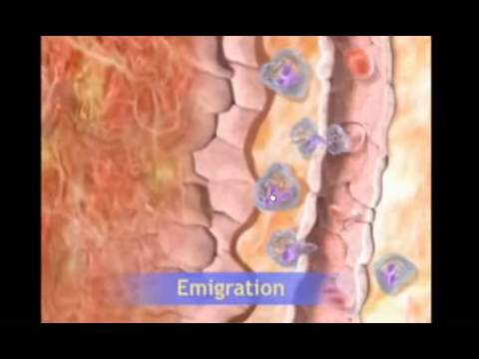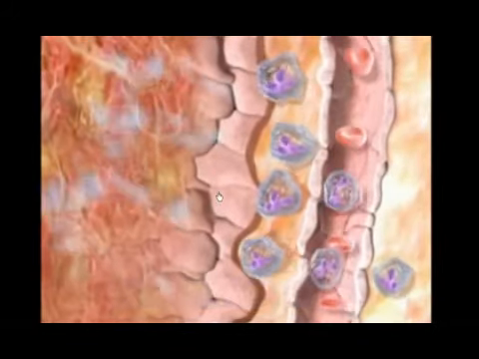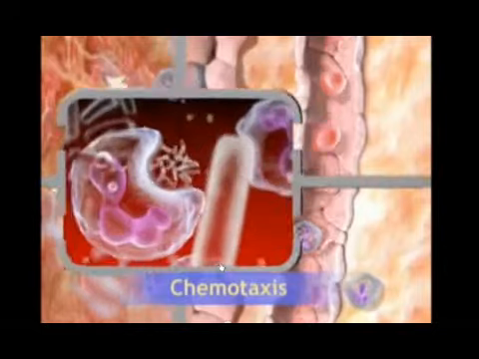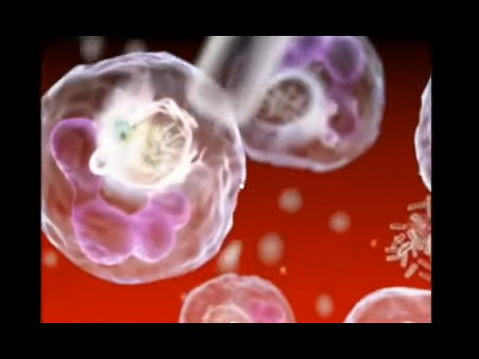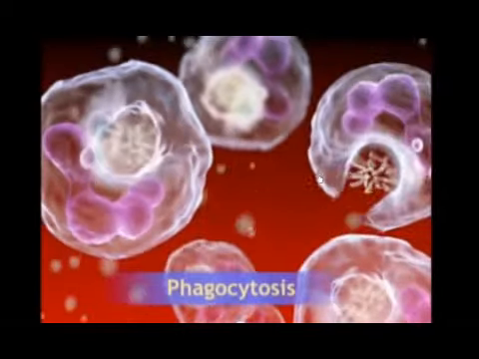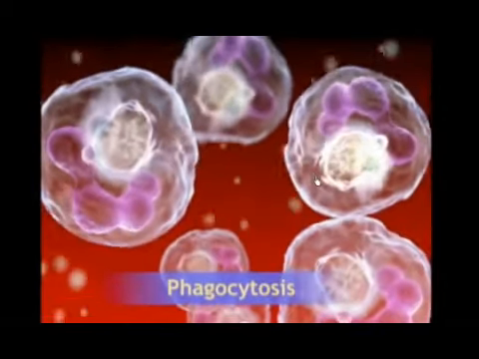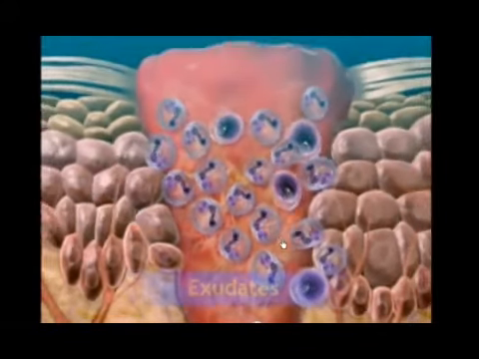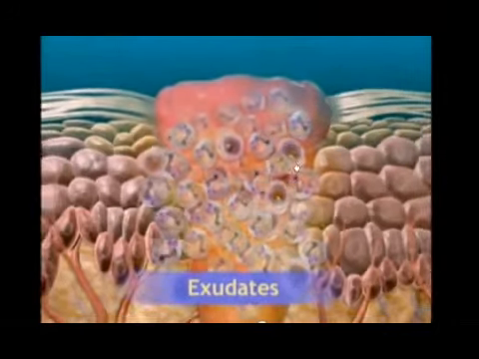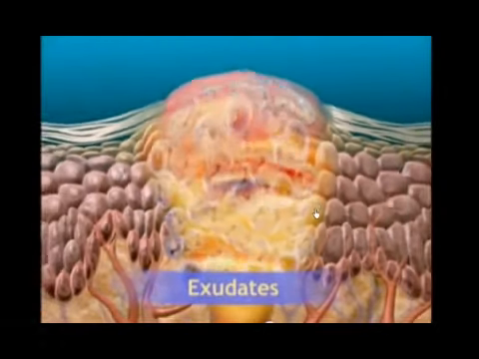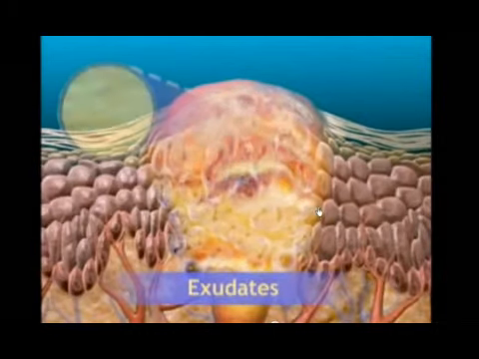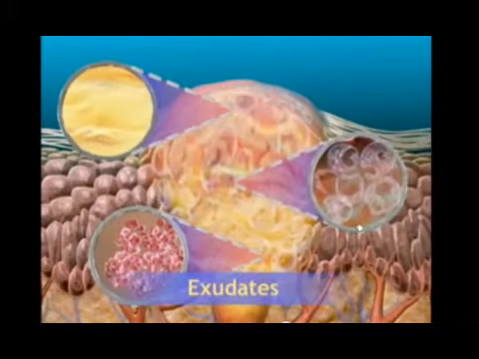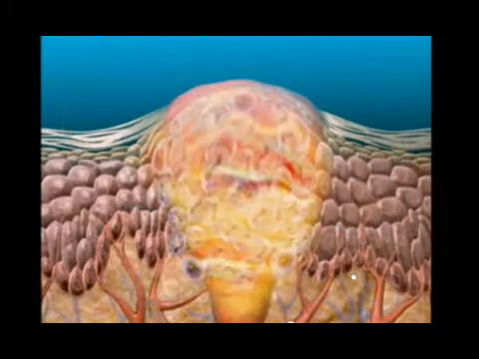Following emigration, these PMNs follow the chemical signals to wander through the tissue. This process of following the chemical signals is called chemotaxis. By chemotaxis, they reach the bacterial debris and try to phagocytose it and kill it. This process is phagocytosis. The byproduct of phagocytosis causes the formation of exudate that contains the bacterial debris, the fibrin, the dead cells, and the dead PMNs.